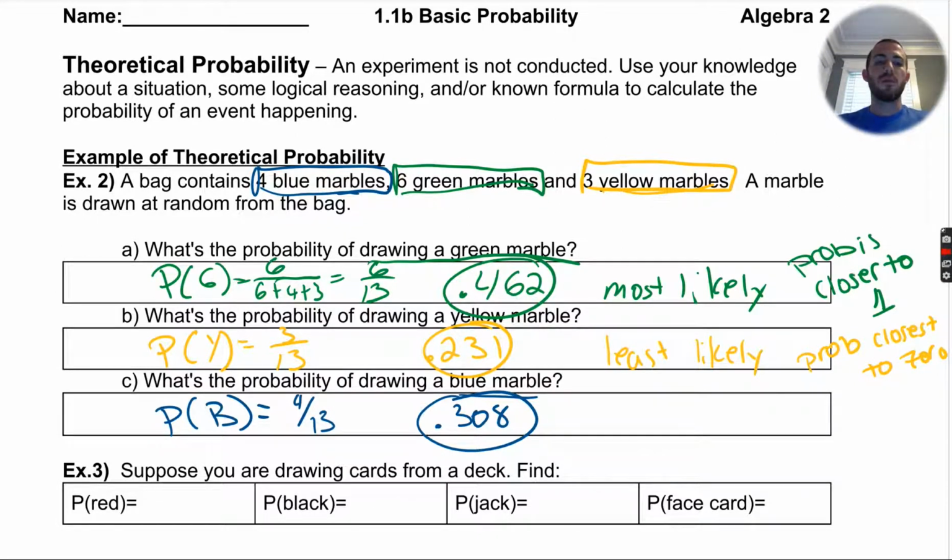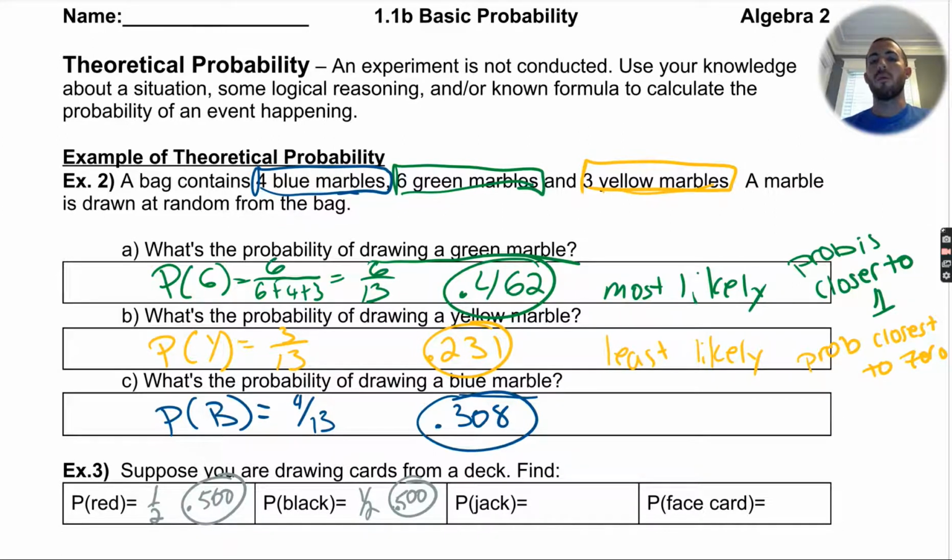Now we're going to keep calculating probability. So if we have this situation down here, we're talking about a deck of cards. We know that half of a deck of cards is red, so we can say the probability is 1 out of 2, or 0.500. Now black, half the deck of cards is black, so we can say the same thing, half, or 0.500. Remember, we divide 1 divided by 2, we get 0.5. Probability always has 3 decimal places, so that's why we added the 2 zeros.